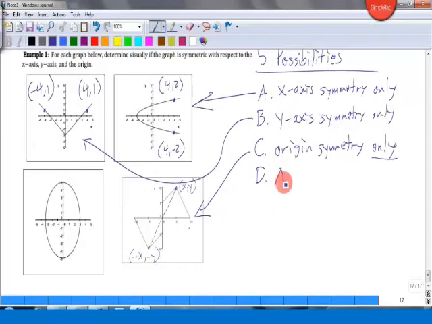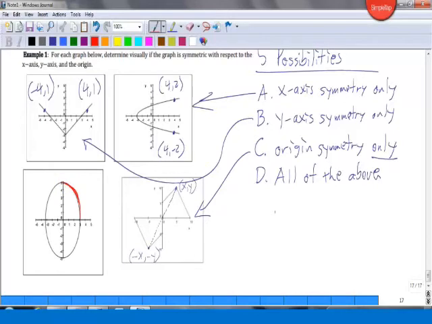The next possibility is all of the above. Suppose we begin with a graph that looks like this. Only consider what's going on in the first quadrant. Suppose we start with that much. So if we just look at what's outlined in red, no symmetry at all. No x-axis, no y-axis, no origin, no nothing.